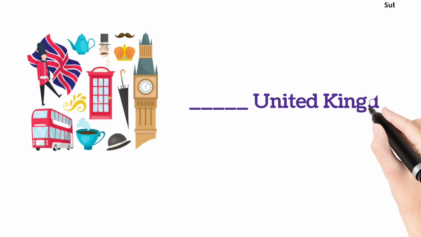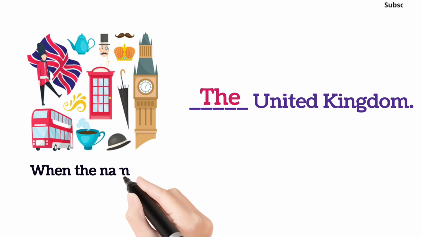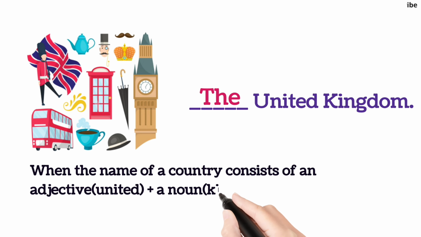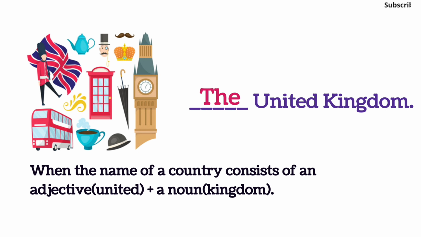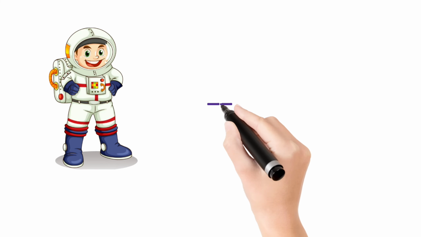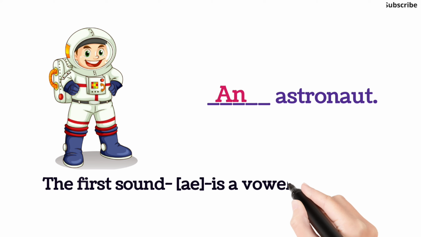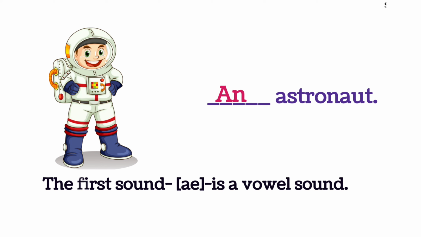Dash United Kingdom. The United Kingdom. When the name of a country consists of an adjective, that is united, plus a noun, that is kingdom, so the United Kingdom. Dash astronaut. An astronaut. The first sound of astronaut is a vowel sound, so an astronaut.